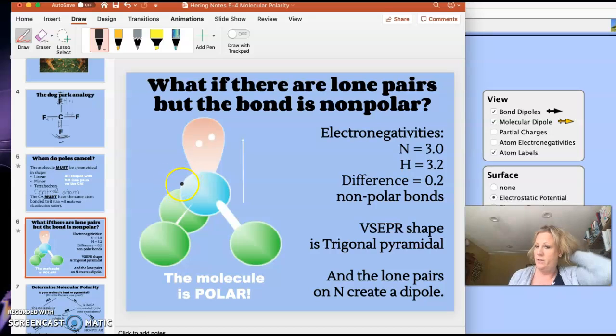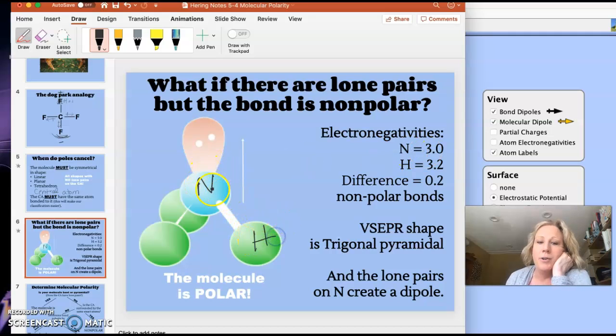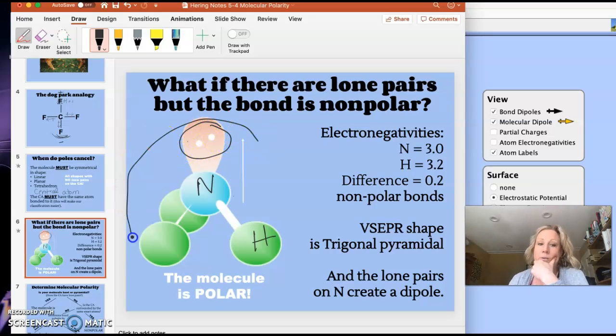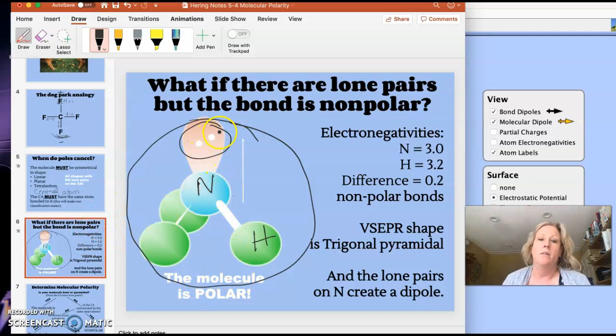Even if there's no dipoles drawn, like here, the nitrogen is here, hydrogen is here. They're only 0.2 difference, so I don't draw the bond dipoles, but because of the lone pair, this is partially negative. If I think of the whole molecule, negative partial charge up here, or its pole, and positive here, like our north and south poles on the opposite ends of the Earth. If a molecule is polar, it's negative and positive on opposite ends of the molecule.